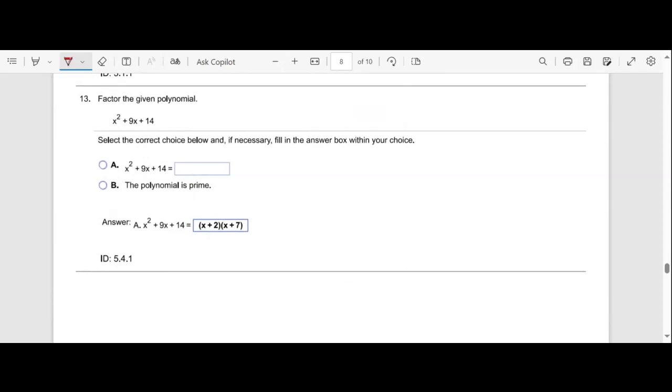Yalla, who's going to read this? Muhammad Hamad. Yalla. Factor the given polynomial: x squared plus 9x plus 14. Okay, 14 can be what? 14 times 1 or 2 times 7. But you need the total to be what? 9. So which one will you use? 2 times 7. 2 and 7.